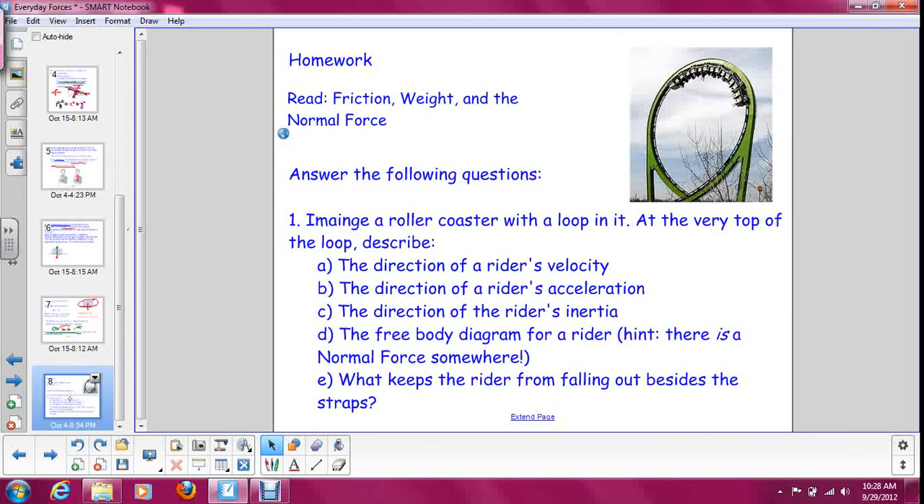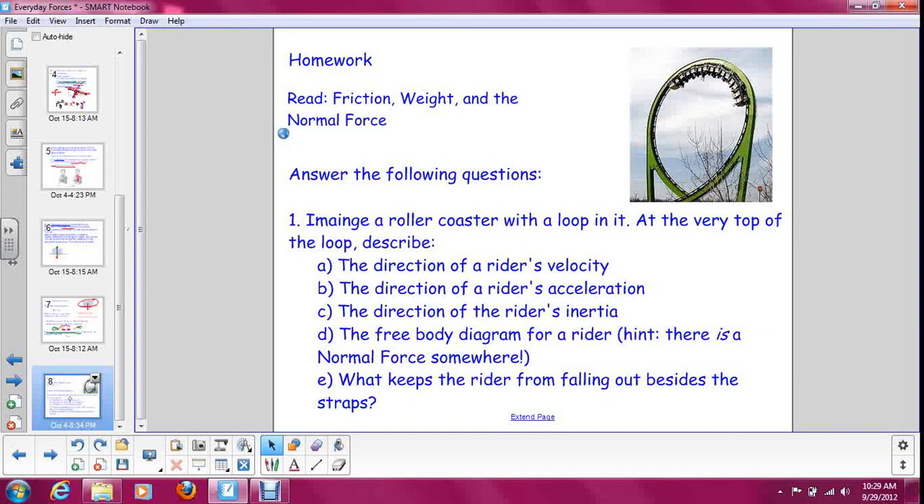So your homework for tonight is to read this page underneath the video and answer these following questions. Imagine a roller coaster with a loop in it. At the very top of the loop, describe the direction of the rider's velocity, the direction of the rider's acceleration, the direction of the rider's inertia, the free body diagram for a rider, and just a hint, there is normal force somewhere, so you have to have it in there somewhere.